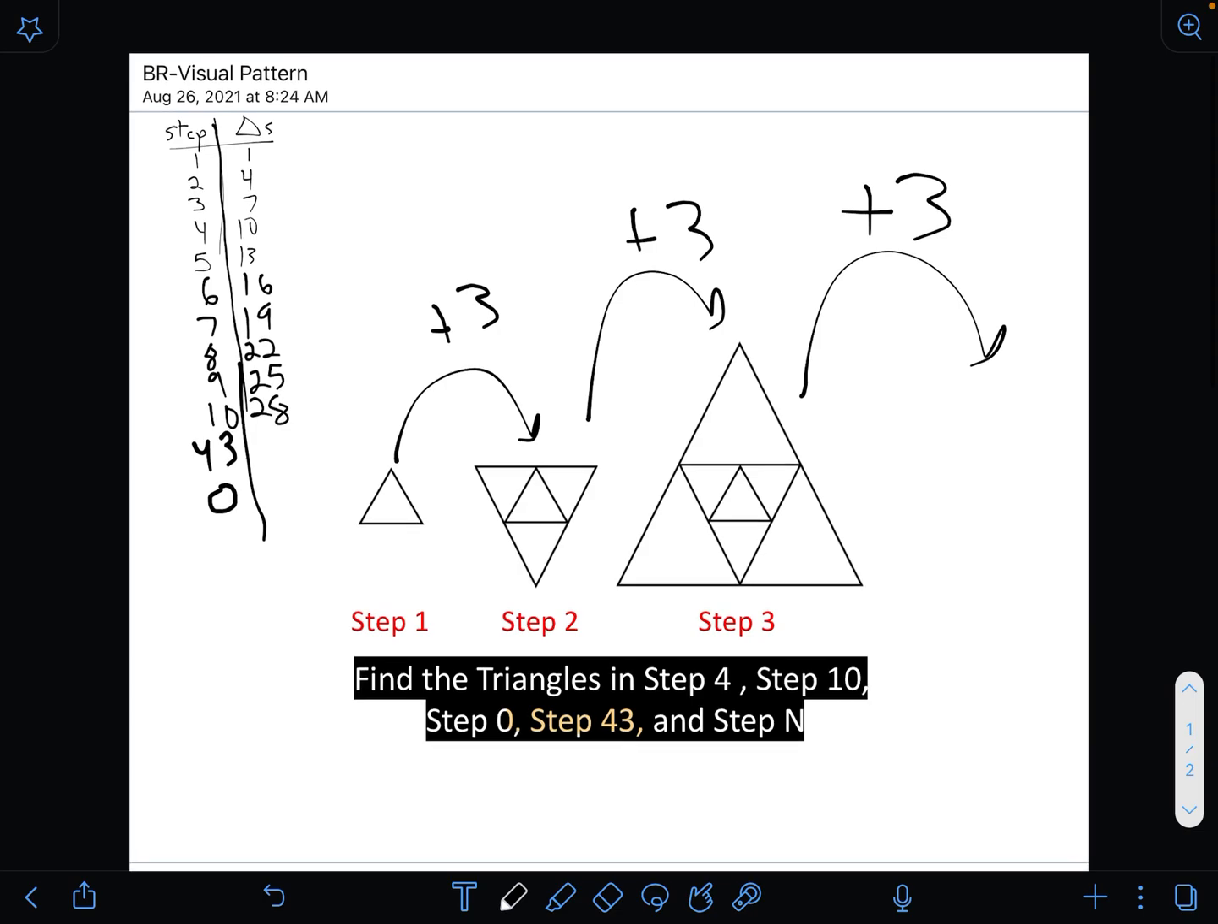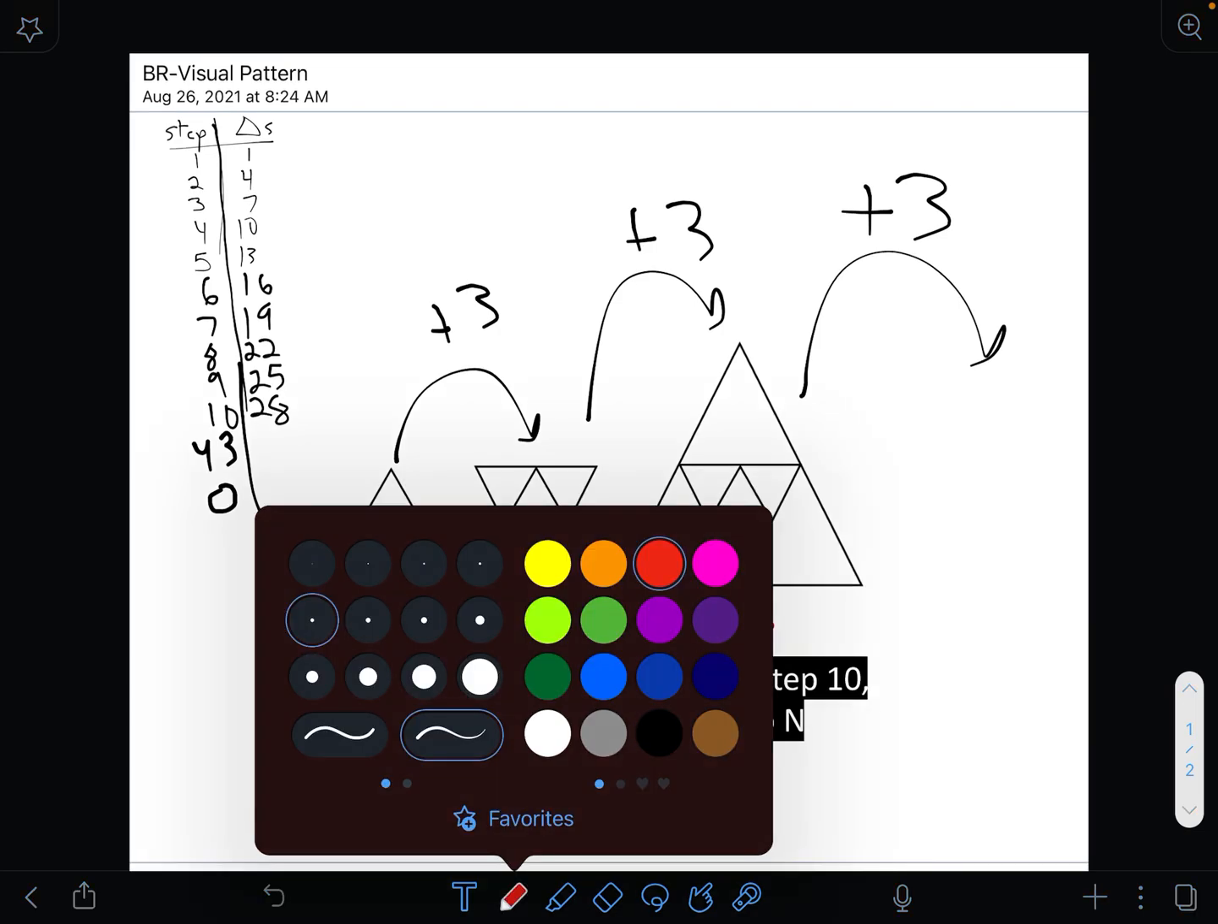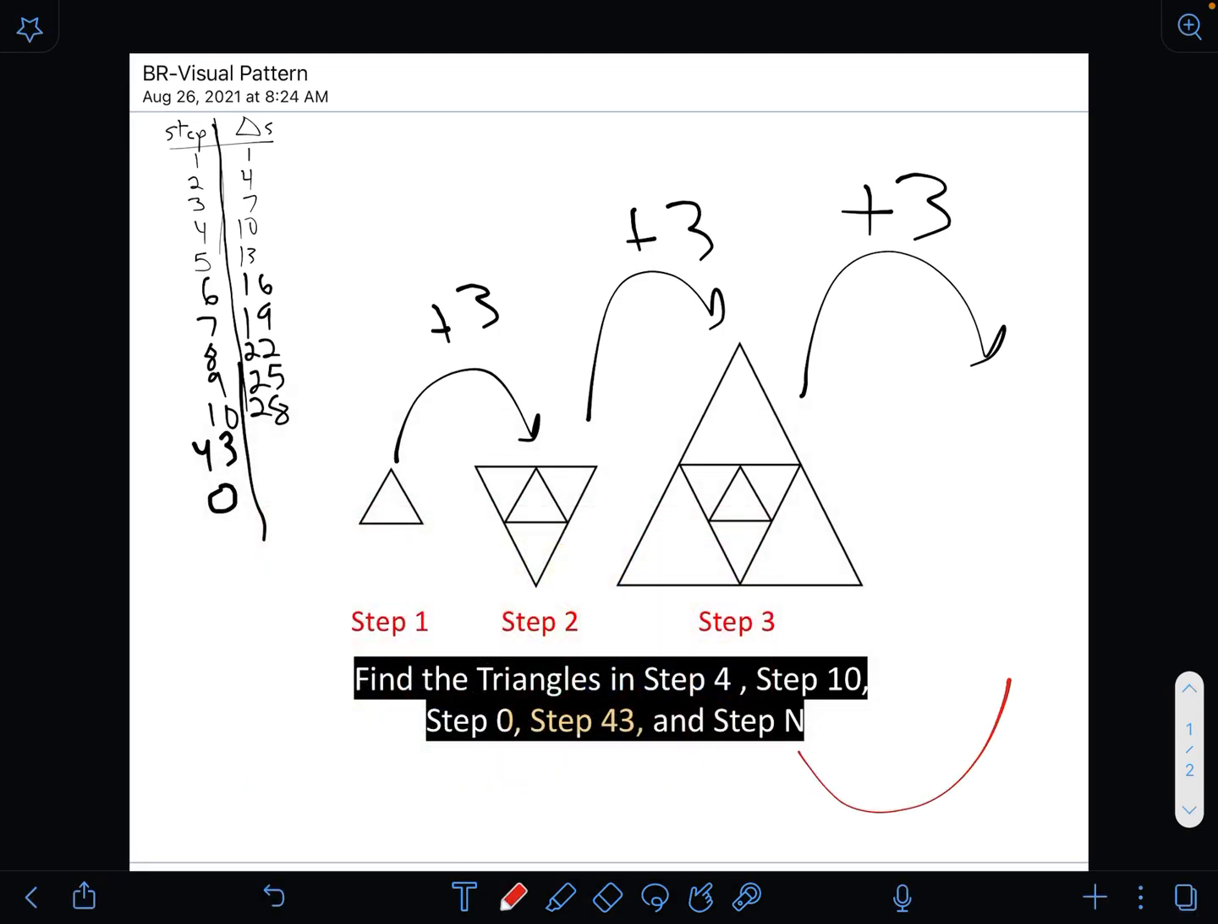So wouldn't we just go backwards? Step 4 to step 3, we minus 3. 3 to 2, we minus 3. 2 to 1, wouldn't we minus 3? And at step 1, to get step 0, wouldn't we minus 3 again?